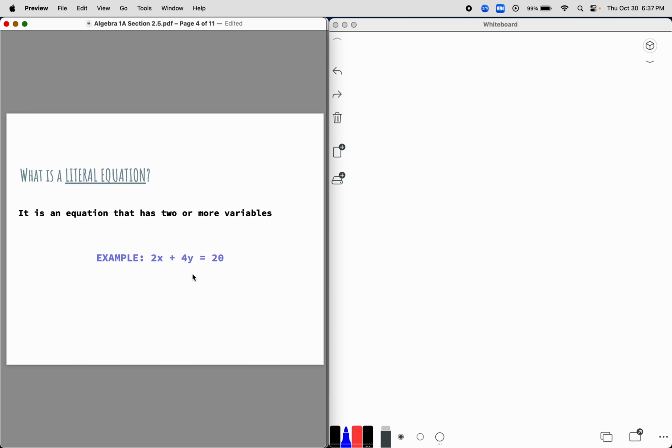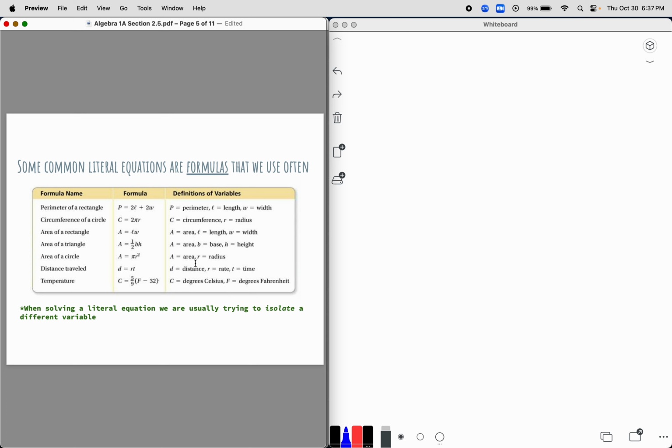And literal equations use multiple variables at the same time in order to solve, which makes our answers look very long because there are no numbers when we do literal equations. And we'll go through that momentarily.